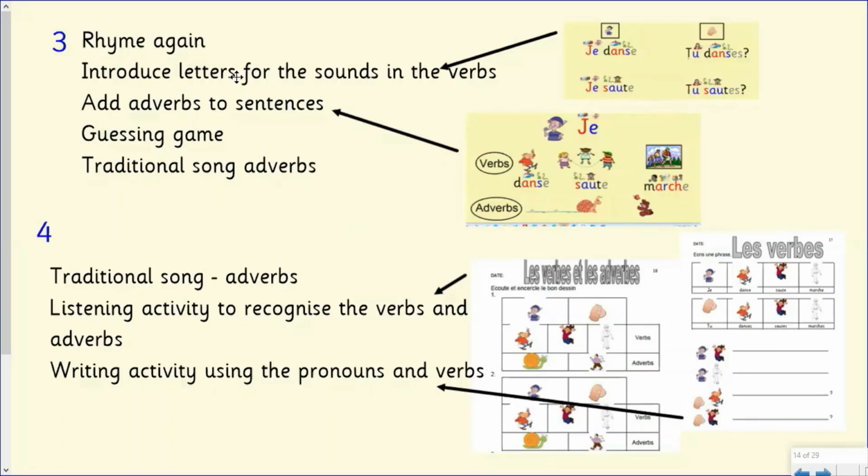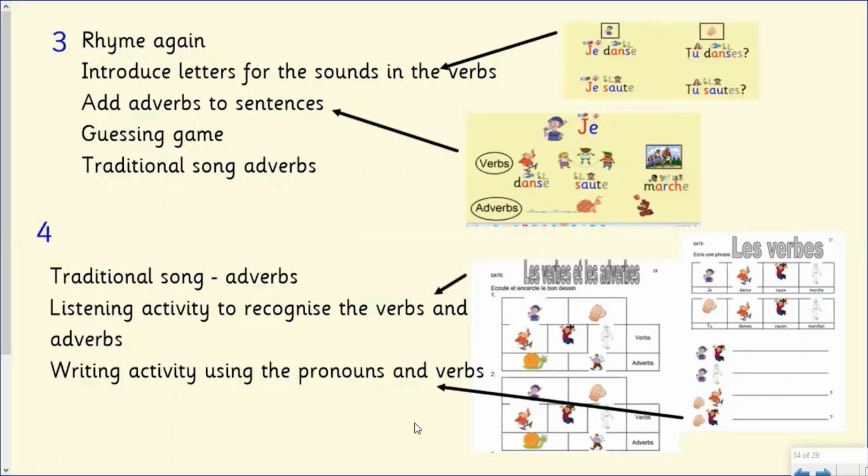In year 3, we're working towards sentence building, so we're going to add some adverbs here to make the sentences longer, and then we'll probably play that guessing game again, and I might introduce a new song, a traditional song, which has the adverbs within them. And then the fourth lesson would be maybe singing that song again, and then a listening activity where I'm saying a sentence and they've got to recognize which person, which verb, which adverb, and the circling, and then a writing activity using a language scaffold so that they can write some sentences starting with je and tu.